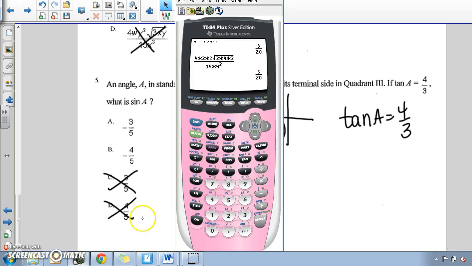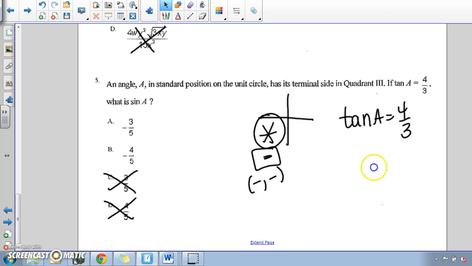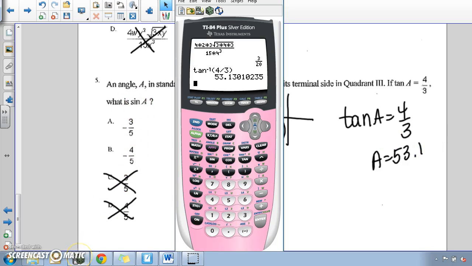Easiest way to do this is to make sure your calculator is in degree mode. And we're going to do solve for A. So second tangent, 4/3 solves for A. We've done that before. And we get 53.1. So A is 53.1. Well, one of these is the answer. So sine. So we're going to do second sine, negative 3/5.